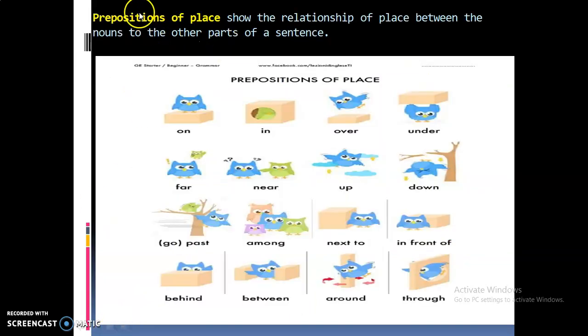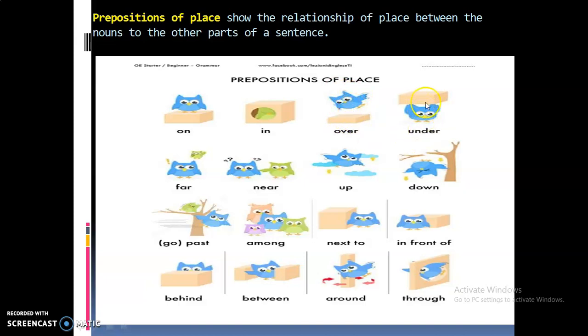And the second one is prepositions of place. These show the relationship of place between the nouns to the other parts of a sentence. I tried to put it in a pictorial way, so I have used pictures. You can see this figure. The bird is on this wooden box, on the table. It is on. Now it is inside. And this is over. Where to use over? I think you can understand from the pictures.